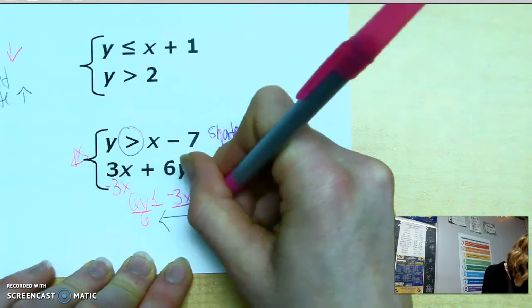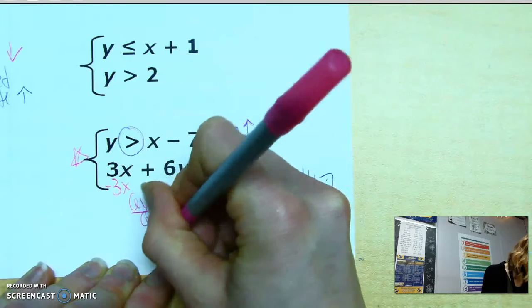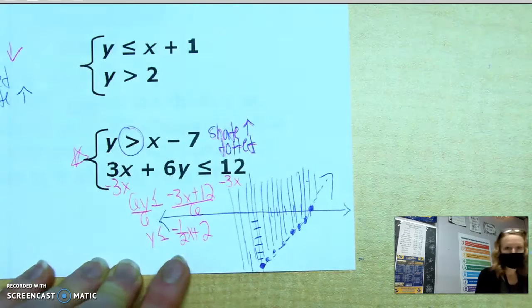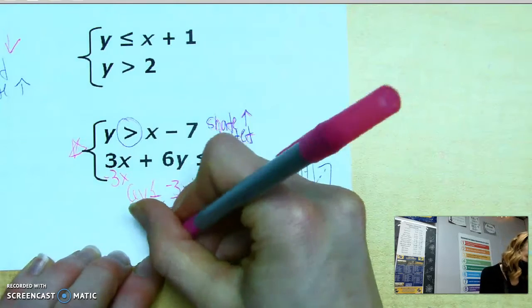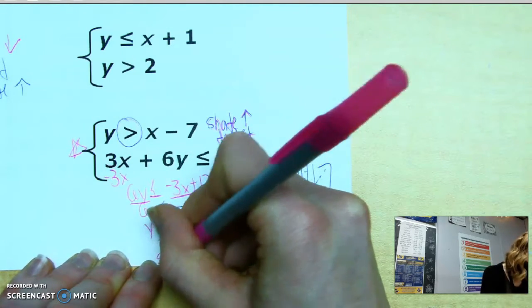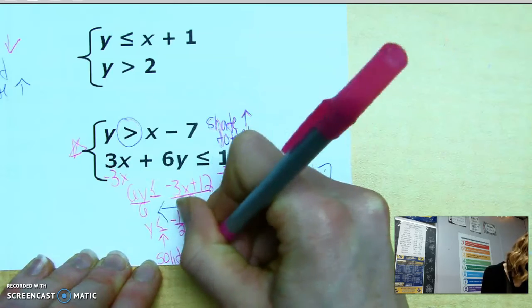When I solve for y, my last step is dividing by 6. I get -1/2 x plus 2. So if I have a less than or equal to symbol, then that means I'm going to have a solid line, and I shade below.